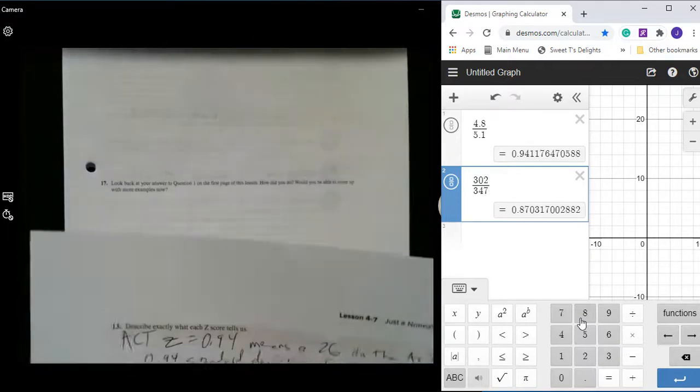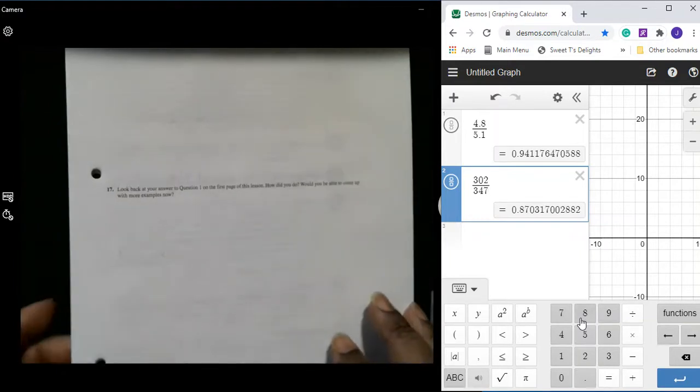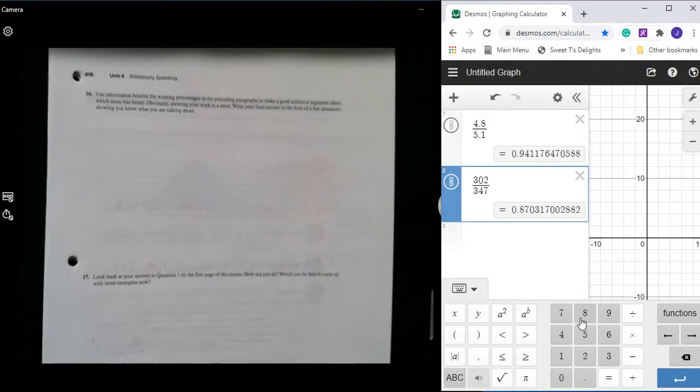Now, we move on to our last page of this lesson here, and we come to problem 16. Problem 16 says, use information besides the winning percentages in the preceding paragraphs to make a good statistical argument about which team was better. Obviously, showing your work is a must. Write your final answer in the form of a few sentences, showing you know what you are talking about.